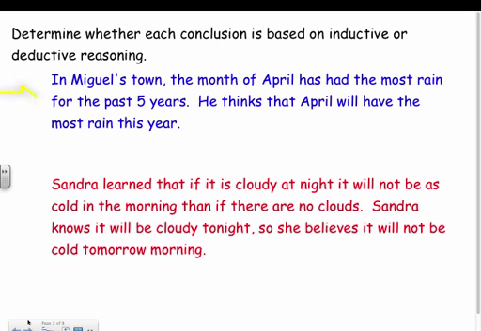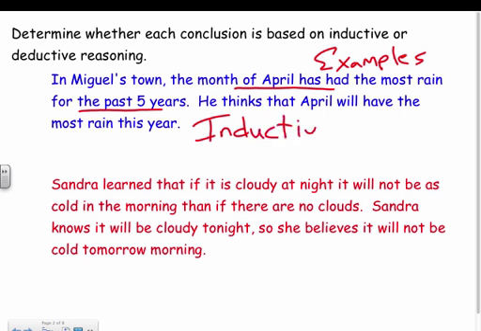In Miguel's town, the month of April has had the most rain for the past 5 years. He thinks that April will have the most rain this year. Did he conclude that because of deductive reasoning or inductive reasoning? Well, he's looking at past examples or a pattern, isn't he? The month of April has had the most rain for the past 5 years. Those are examples, a pattern of what has happened in the past. And so that would be inductive reasoning, because he's using patterns or examples of what's happened before, not facts.